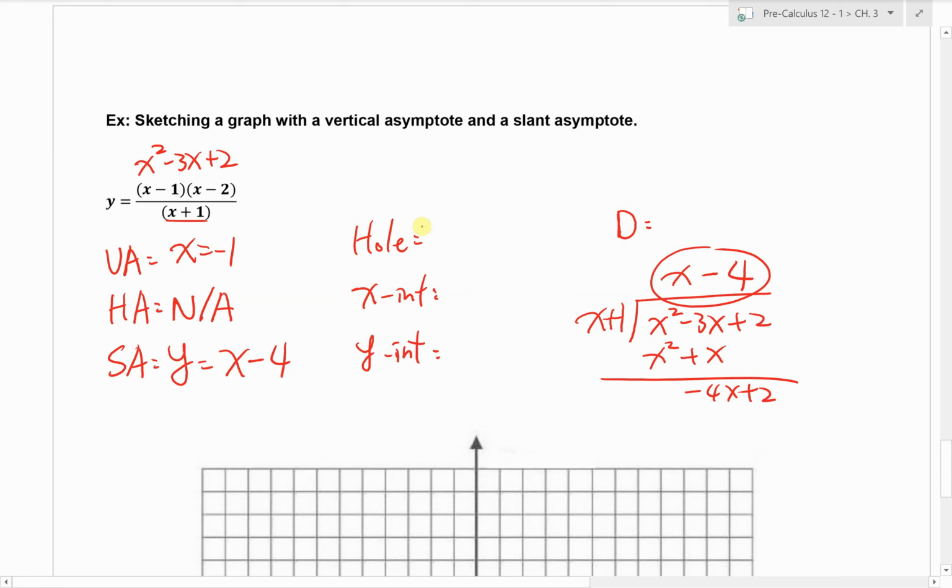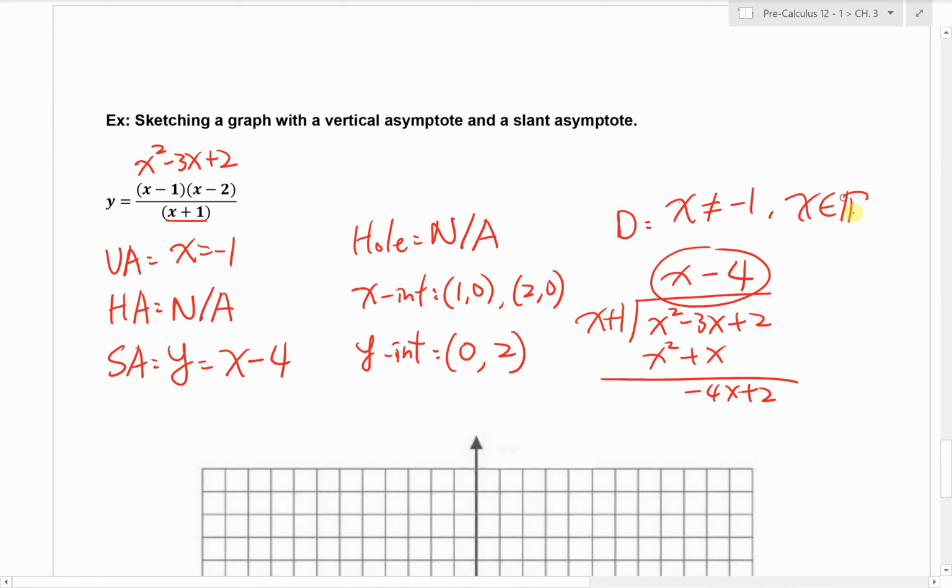We don't have a hole because we didn't cross out anything. X-intercept, again, to do that we need to make the numerator 0. In that case, it's going to be (1, 0) and (2, 0). For the y-intercept, you simply put 0 into x. You should get 2. Yep, that's right. Double check, I guess, but I think it's right. Domain. In this case, x cannot equal -1, but it could be everything else. So that's all the information that we have.